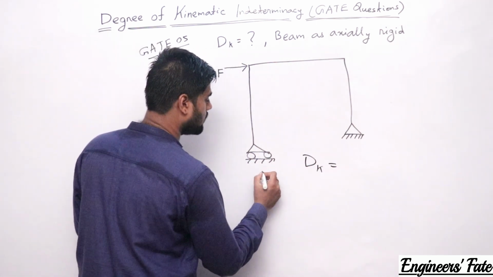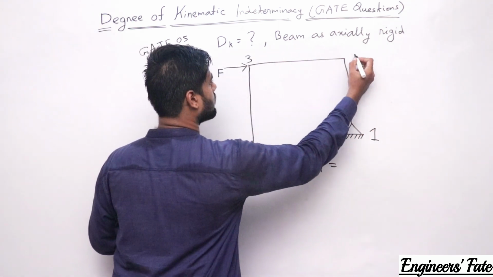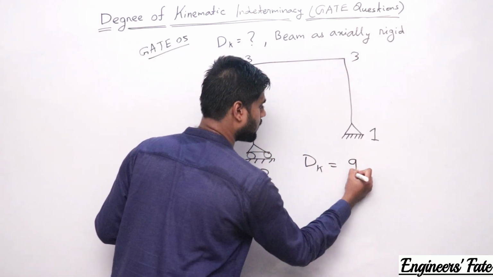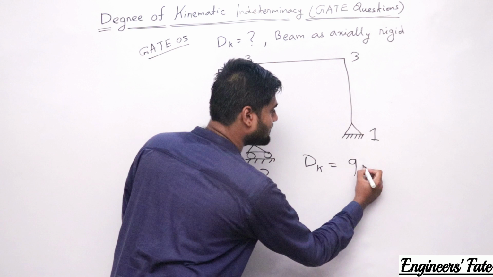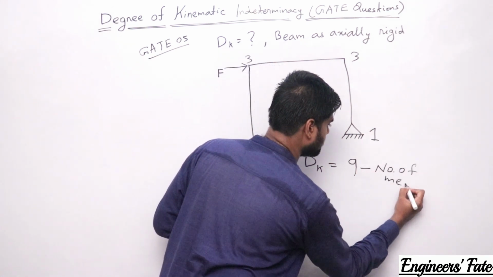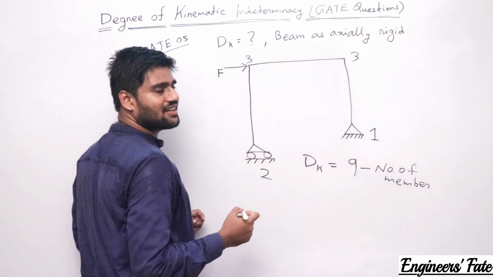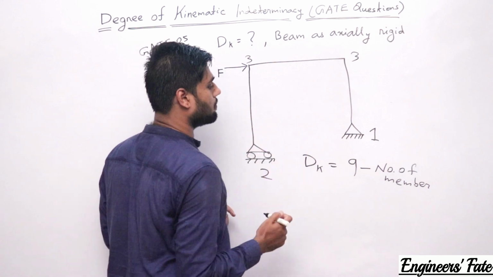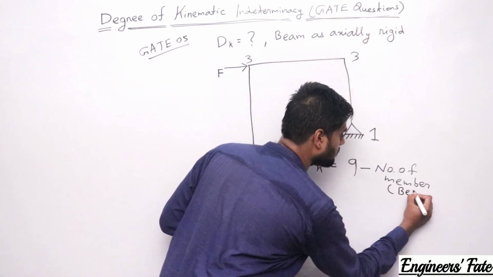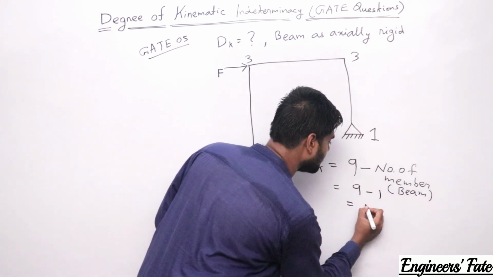So roller 2, hinge 1, here 3, here 3. So 2 plus 1 is 3, 9. Okay, minus the number of members. In the question he is only mentioning the beam, so the number of members is the beam, that is 9 minus 1, that is 8.